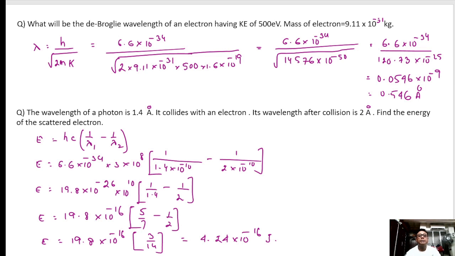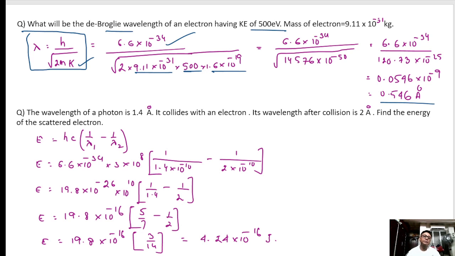What will be the de Broglie wavelength of an electron having this much energy? Again, same thing: lambda equals h by the square root of 2mK. The value of the kinetic energy is given to us, 500 electron volt, which we convert to joules. The mass is given, h I know, so we can calculate the wavelength.